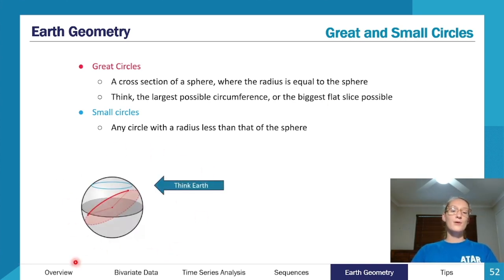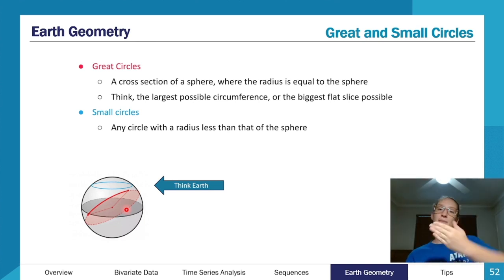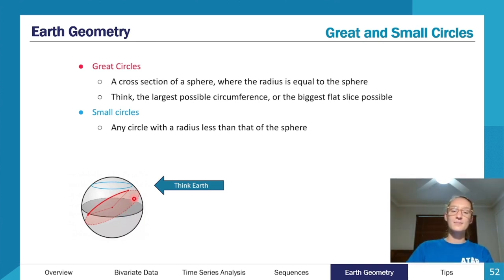So let's pretend this model is Earth. Have a look at this grey plane here. If this was the Earth, this would be our equator. That's our horizontal line or ring around the Earth that we call our equator. So the equator is an example of a great circle because it's one of those biggest possible flat slices. And this red line here is also an example of a great circle because it's a sphere. That flat slice can be spun any way around the sphere.